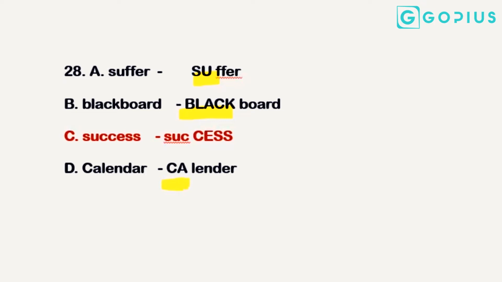Each word comes with its individuality. For the word success, the stress is on the second syllable, so it is different from the rest. You can see it in suffer, blackboard, and calendar: the pitch is not as high on the second syllable as on the first. But for the word success, it has the stress on the second. So the answer is C, success.